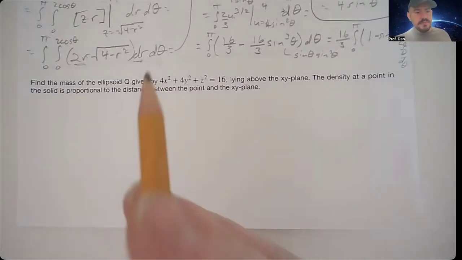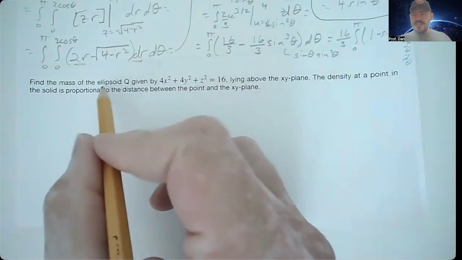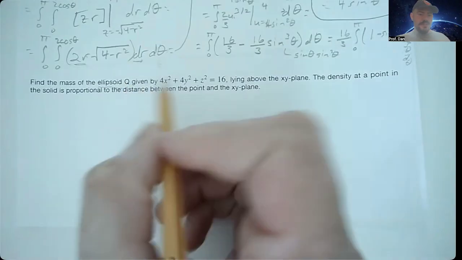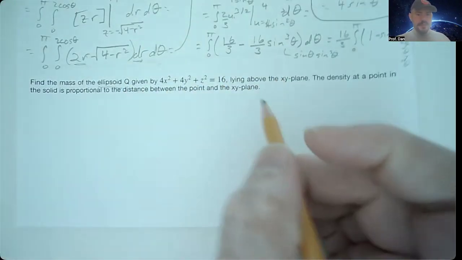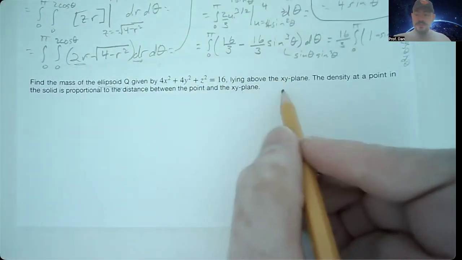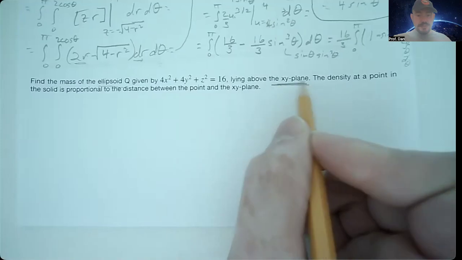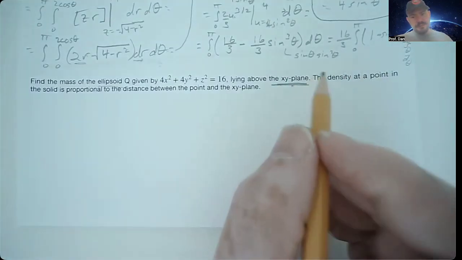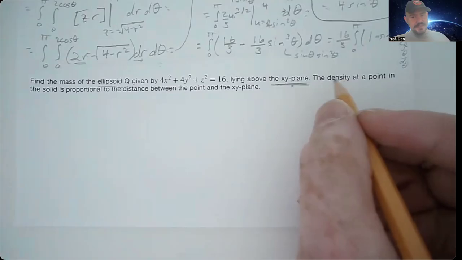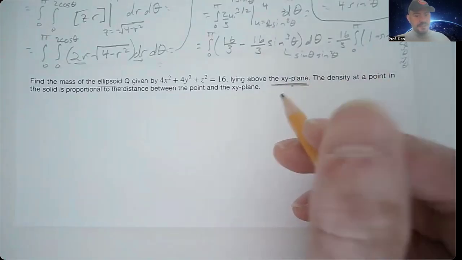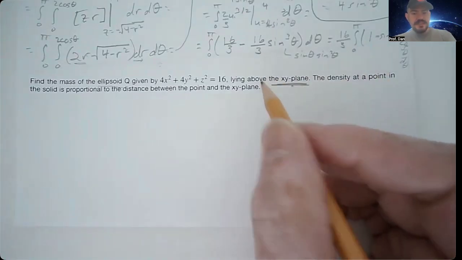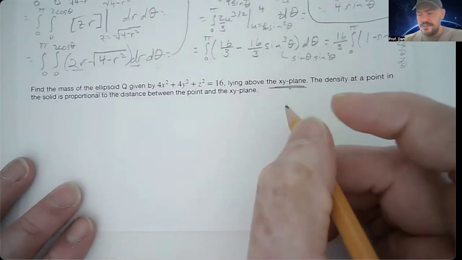So for this one, we have an ellipsoid that we're calling Q. We have the equation of the ellipsoid, and we are told that we are staying above the XY plane, which is going to be important when we're setting our bounds up. It tells us next that the density at a point in the solid is proportional to the distance between the point and the XY plane.